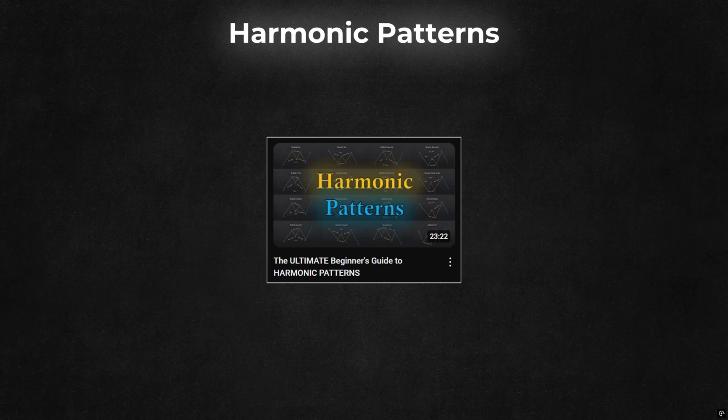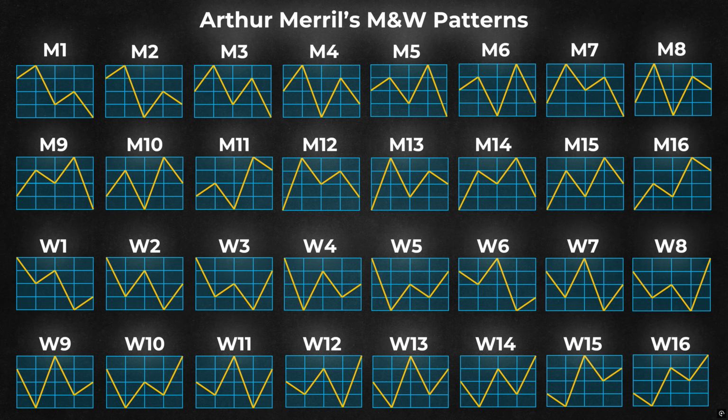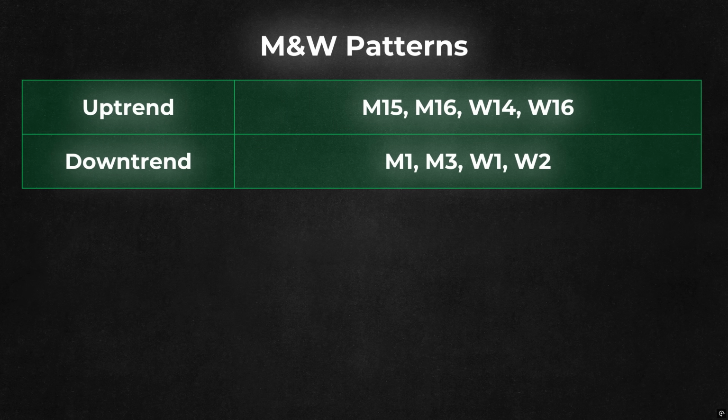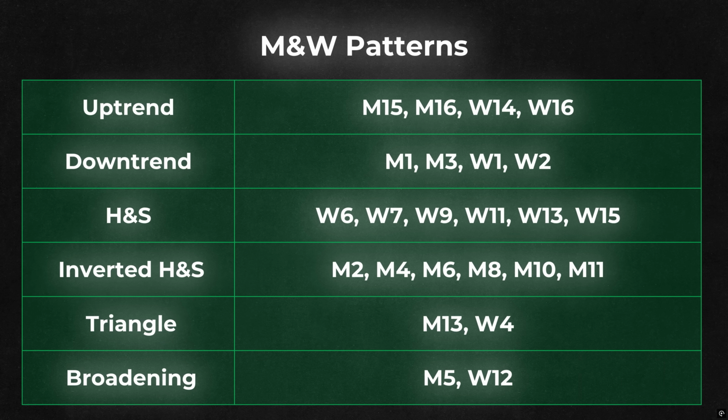Another way of mapping out market structure is by knowing what are called M&W patterns, which were outlined by Arthur Merrill. To understand what M&W patterns are all about, it's useful to think about price action on a grid. M&W patterns allow you to recognize the different possibilities that can emerge out of price action, thinking about the alternation of 4 different movements. The 32 patterns can be classified into 6 basic categories: uptrend, downtrend, head and shoulders, inverted head and shoulders, triangles, and broadening formations.